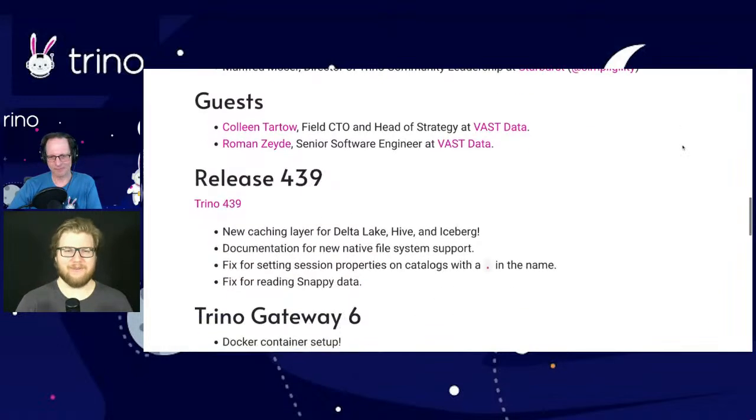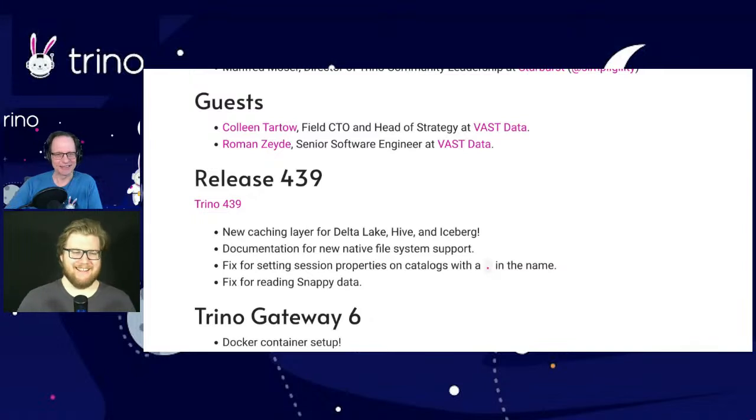But we have one release to talk about, 440 also coming soon. So stay tuned for that. But 439, we briefly hinted at it at the end of last episode, and it's here now. We have a caching layer for Delta Lake, Hive, and Iceberg. We sort of cleaned house by throwing the old caching layer out. We had one called Rubix, and we threw it out and replaced it with an Alluxio-based implementation. So we did a cache refresh, and I'm working on a blog post for that. So stay tuned on that.